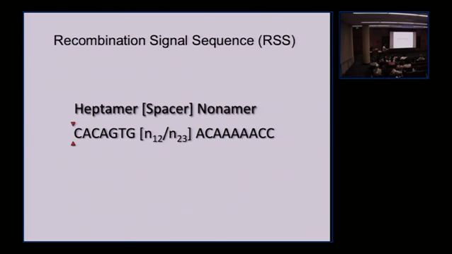A 7-base heptamer motif, a 9-base nonamer motif, that are separated by a spacer of either 12 or 23 base pairs. The details don't really matter. There's only a couple things you need to know about recombination signals. First of all, they come in these two flavors, either 12 or 23 base pair spacers. Recombination only takes place between a 12 and a 23. And then the other thing that's really intriguing is that the recombination signal sequence actually can vary tremendously from this consensus that I'm showing you.